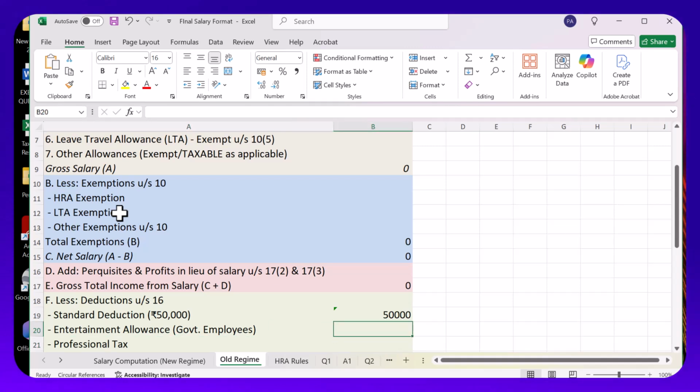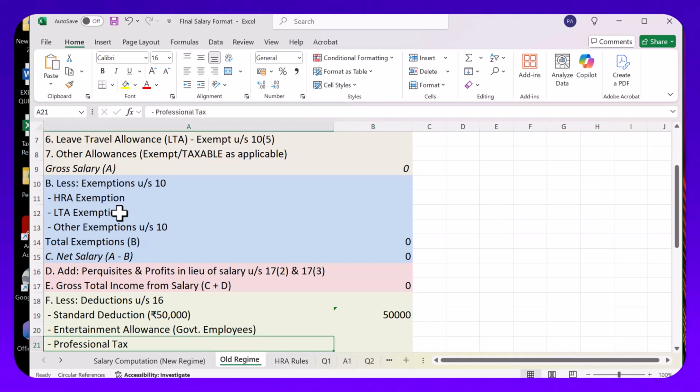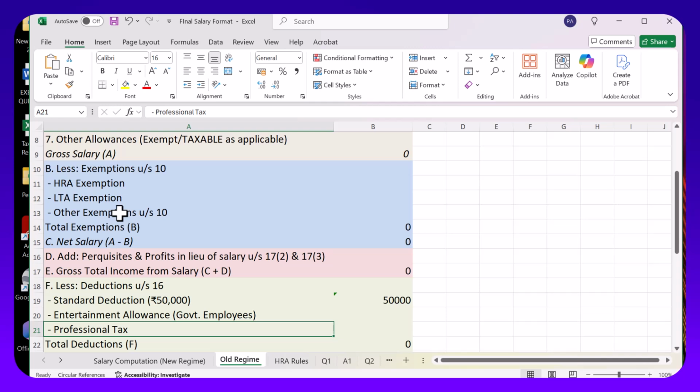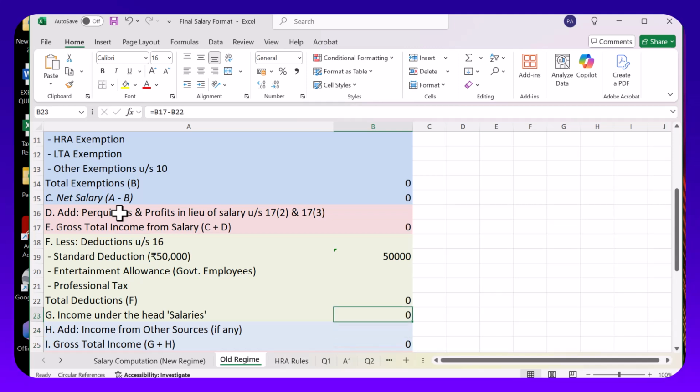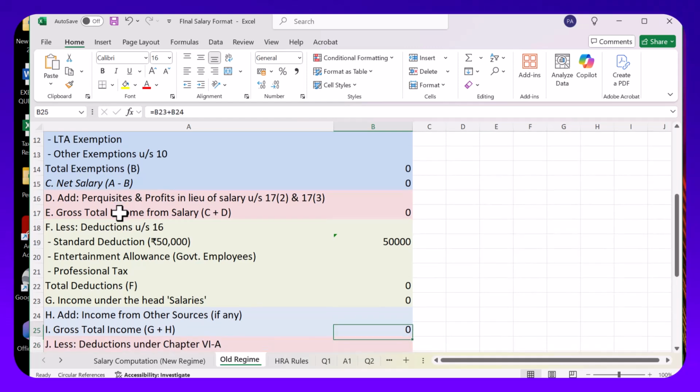This maximum limit is 5,000 rupees, a very small amount. Then you have to pay some professional tax every month to the government. So that is also exempt. So you can put this amount here. Okay. So total deductions. So income under the head salary. So if you have income from any other head, like suppose you have bank interest income from other sources, you have to add it here. So then it becomes gross total income.